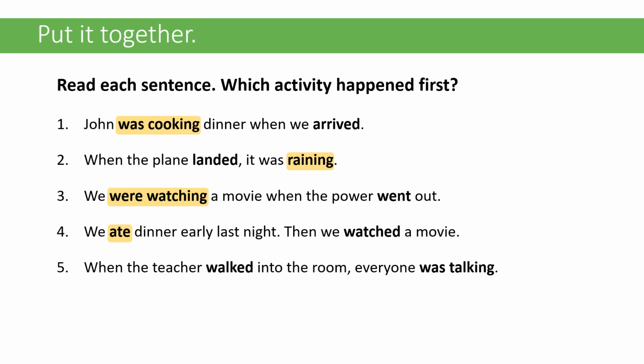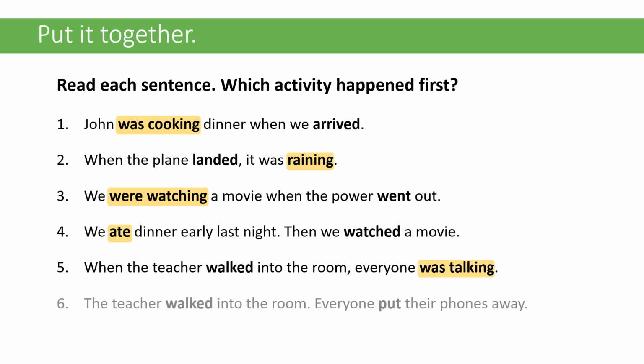Okay, here we go back to easy. We got progressive and simple. Progressive is always first. Here we got two simple. The teacher walked into the room, everyone put their phone away. We don't have any clue words, but we can think. Do you think that everyone put their phone away before the teacher walked into the room or after? Probably after. So that's the activity that happened.